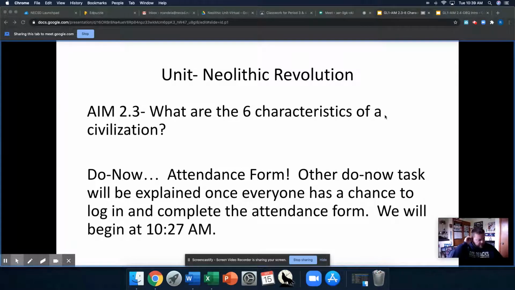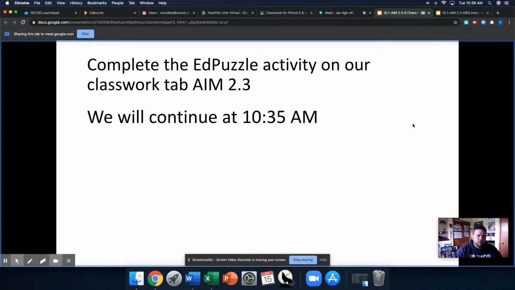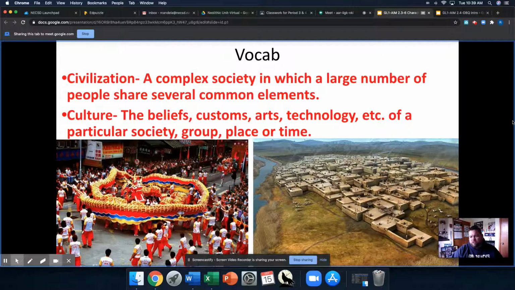So yesterday we discussed the Paleolithic era and the Neolithic Revolution, what changed as a result of that. And now we're going to have a discussion about what the characteristics of a civilization are. In other words, what is the difference between a bunch of people just living in one place and something that we could actually point to and say, okay, that's a true civilization? So, what must that group of people have in order to be considered a civilization? That's kind of what we're going to be talking about. Okay, so first, a couple of vocab words.